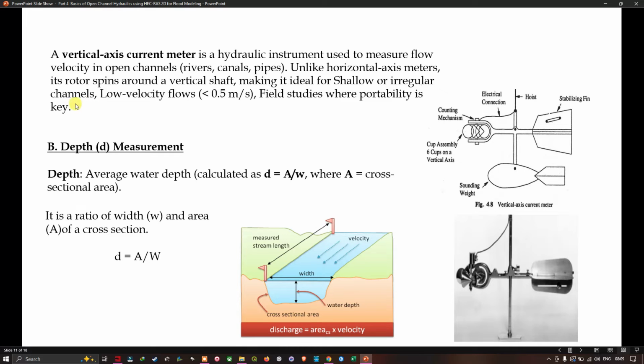The average water depth can be measured. It is calculated by the cross-sectional area divided by the channel width, so it is the ratio of the cross-sectional area to the width, as indicated in this formula: depth equals the cross-sectional area divided by the width. This is the width, and this is the cross-sectional area of this river. The right side figure indicates the vertical axis current meter, showing its different parts, and this is an image of the vertical axis current meter.